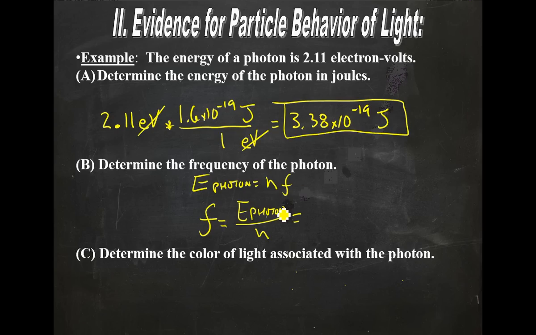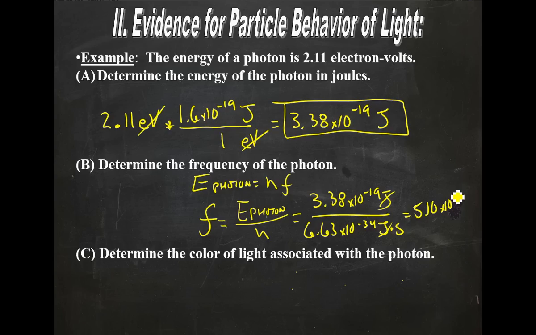As I mentioned in the previous slide, when we use this equation, we need to make sure that the energy is measured in joules. So I'm going to use the answer that I just calculated, 3.38 times 10 to the negative 19 joules, divided by Planck's constant, which is 6.63 times 10 to the negative 34 joules times a second. Joules cancel out. And the frequency we get is 5.10 times 10 to the 14th, 1 over a second, which is equivalent to hertz, our unit of measurement for frequency.